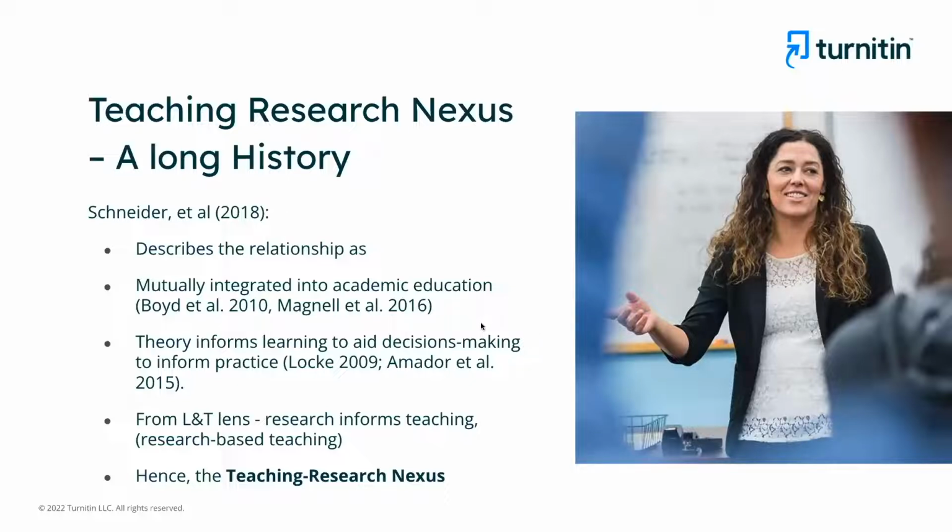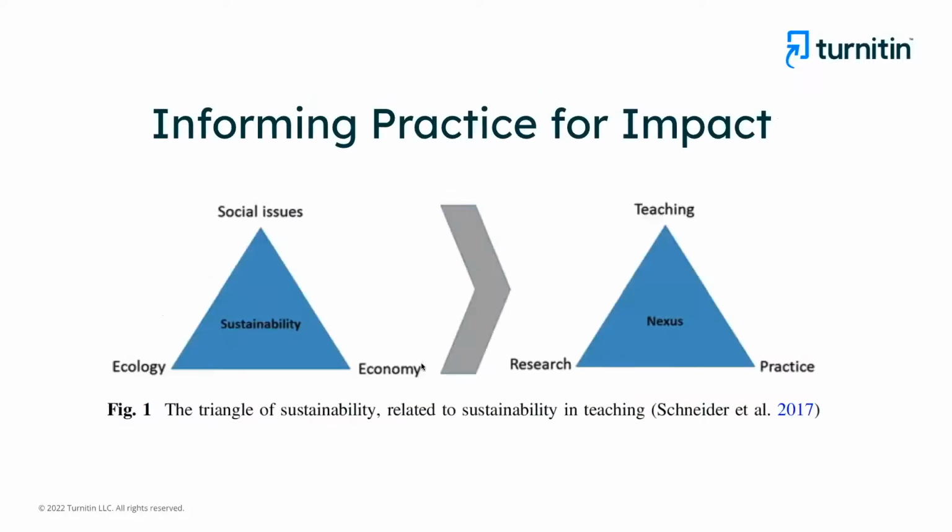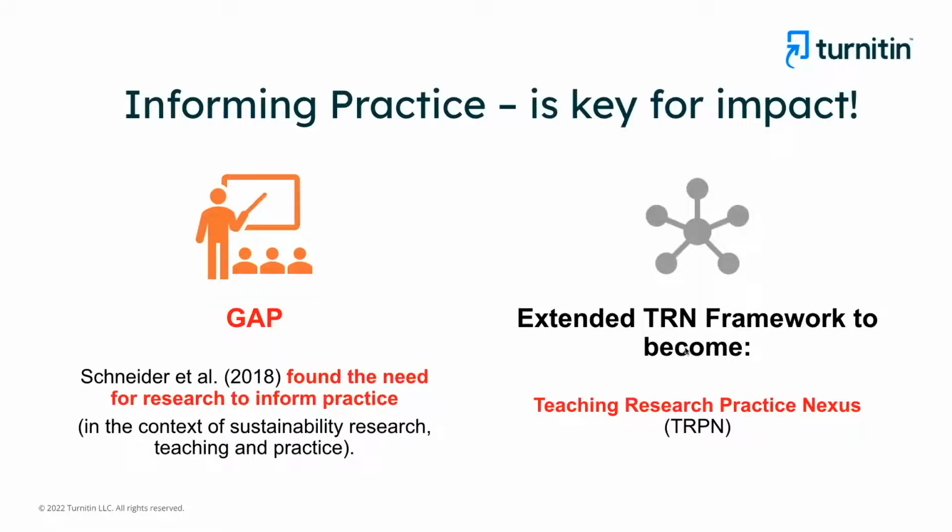So there's a long history of what this nexus can potentially contribute. Schneider describes a relationship as mutually integrated into academic education, with theory informing learning to aid decision-making and inform practice, and from a learning and teaching lens, it informs teaching. So you've got research-based or research-informed teaching, and hence that particular nexus is formed. It's not so much about convincing people that this is a good idea. It's about finding a way to make it work, and that's what I feel I can contribute to the conversation today.